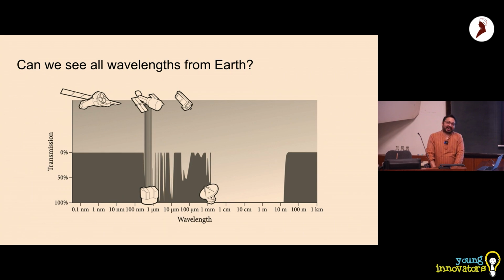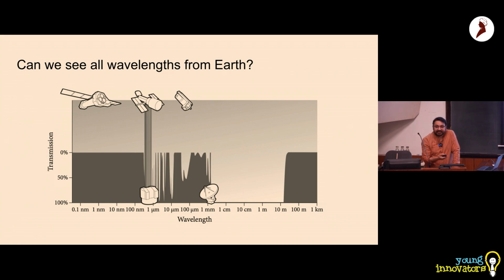Exactly. And so what wavelengths we cannot see? Can we see visible from Earth? Yeah, we do, right? So what we cannot see is shown here. So again, this is wavelengths, and our visible light is around here.